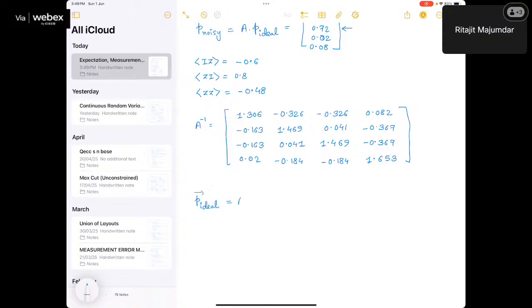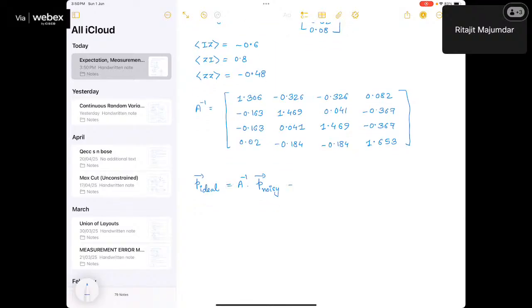So now I want to calculate P ideal as my A inverse times P noisy. This was my mitigation step, right? We always have the noisy expectation value and I want to multiply it by A inverse and I can get a mitigated value. So 0.0004, 0.9998, 0.0002, minus 0.0003. This is what we will get.